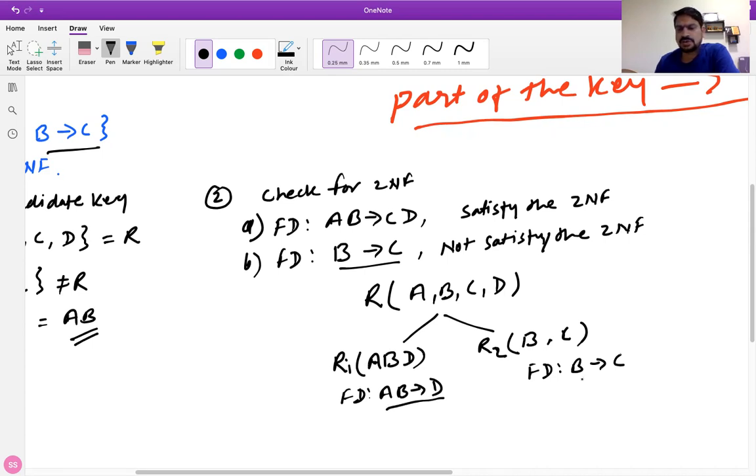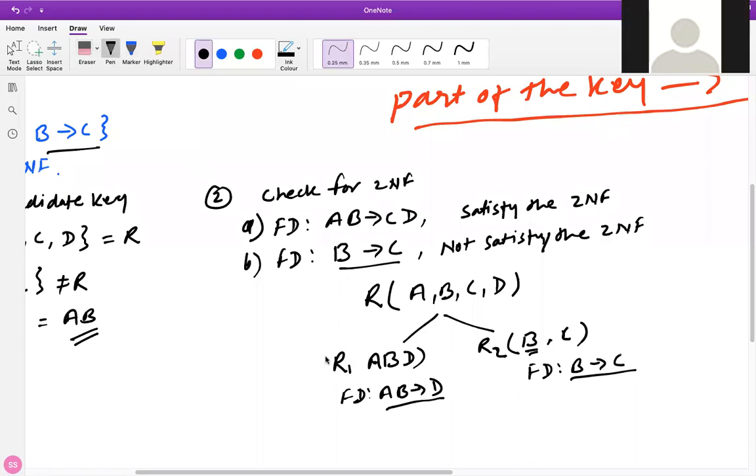Now, as individual tables, R1 and R2, in R1 there will be no partial functional dependency. For R2 also, there is no partial functional dependency. Because for R2, B is the key, right? If we find B closure, it will be BC, and BC equals R2, right? And for R2, B is the key. And for R1, AB is the key. So this is also in second normal form, and this is also in second normal form.